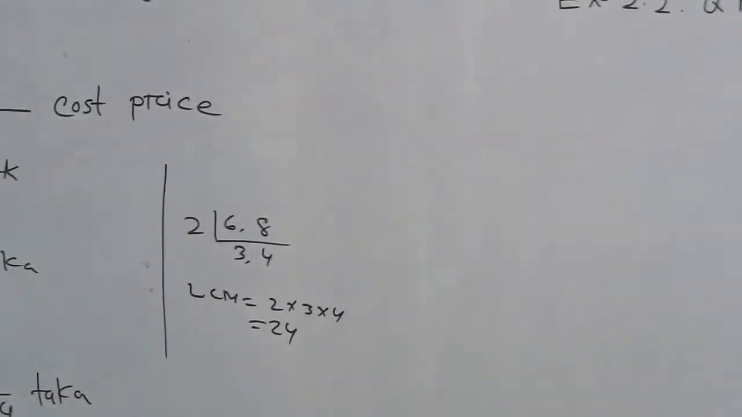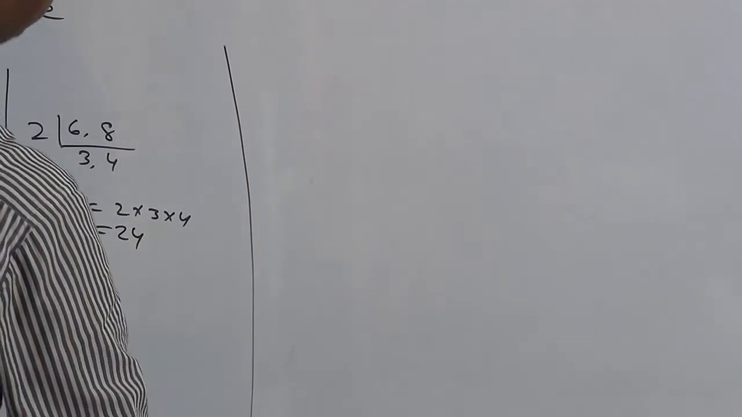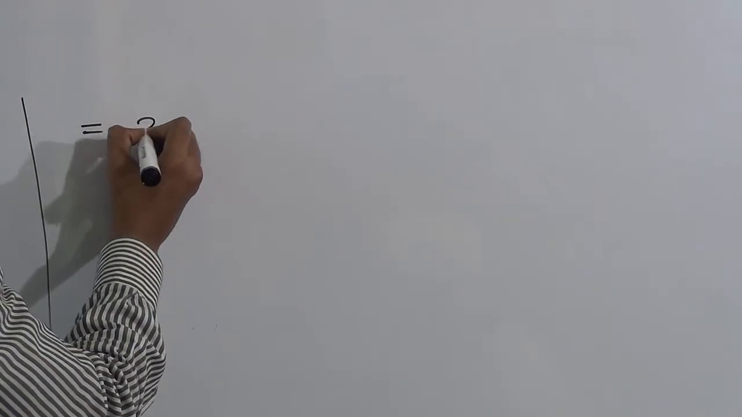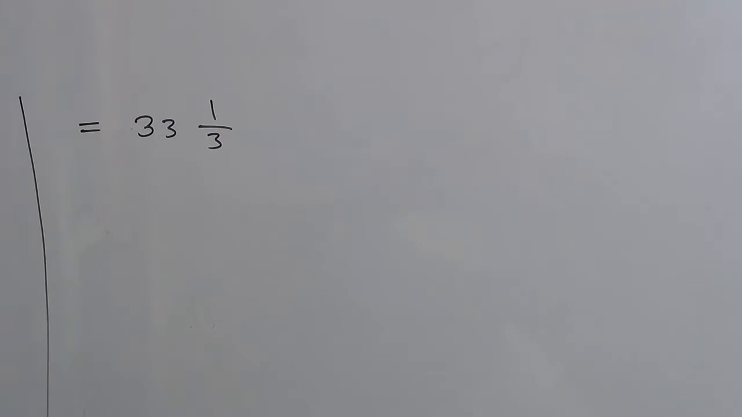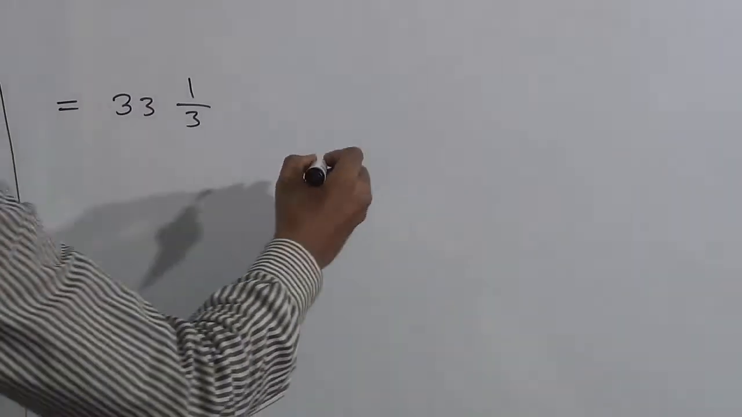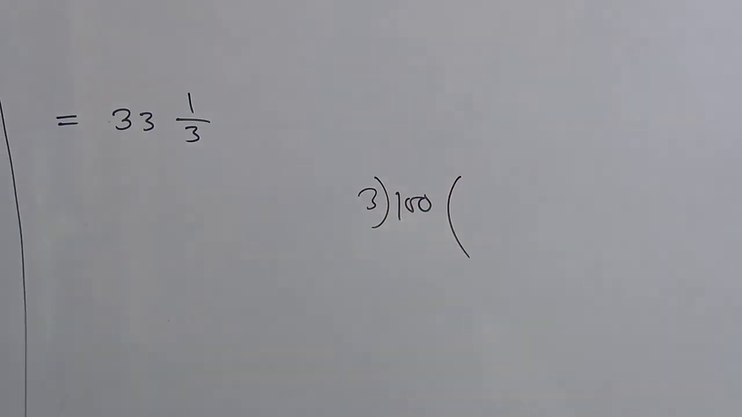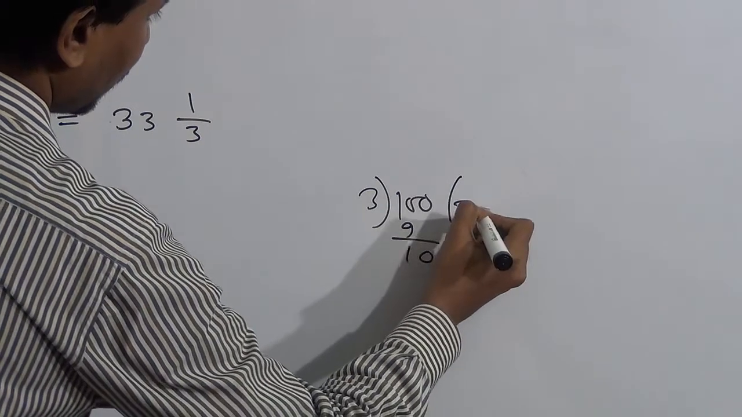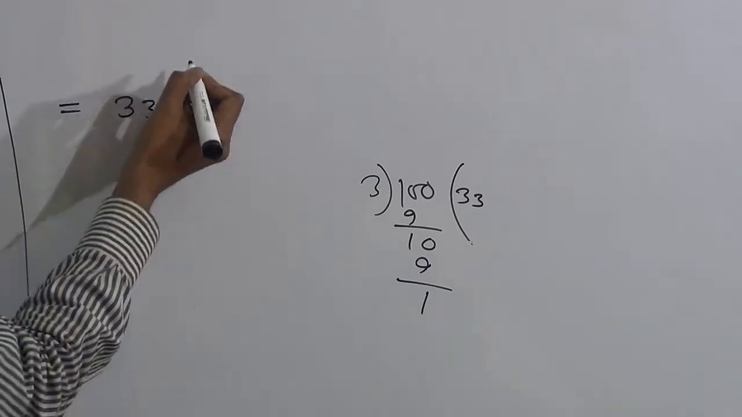Look, now here 100 by 3, this is equal to what? Look, 100 by 3, this is equal to 33 1/3. Okay, you can show rough work also like this way. Look, 3 threes are 9, 1 0, 3 threes are 9. That means we got 33 1/3.